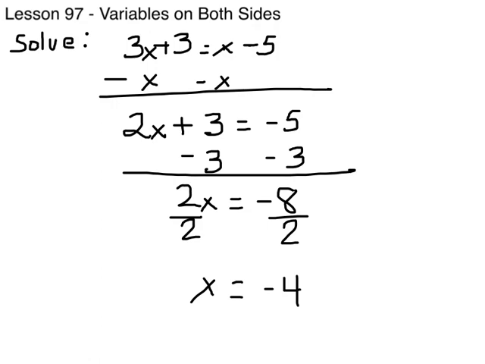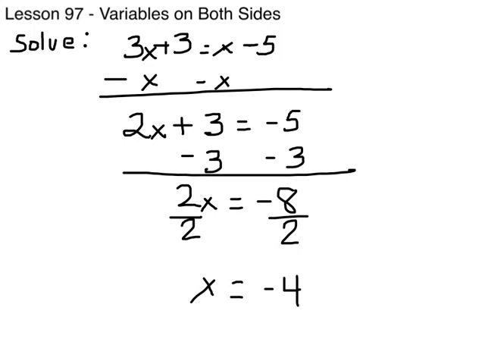This is lesson 97 in Saxon's second edition, Algebra 1/2, and this is on variables on both sides of the equation, and it's really just adding one more step to what you already know how to do. So let's get started. The first example we have says solve 3x plus 3 equals x minus 5.